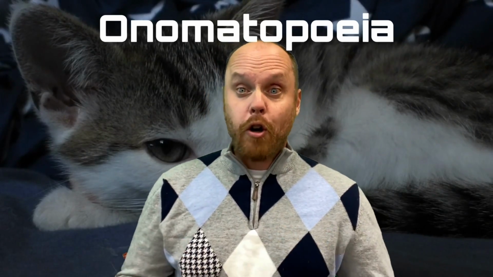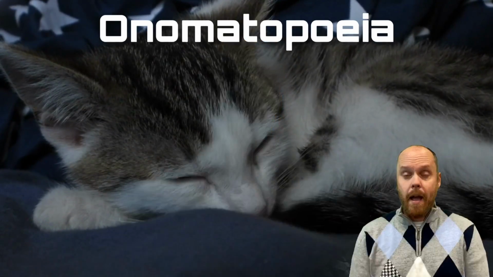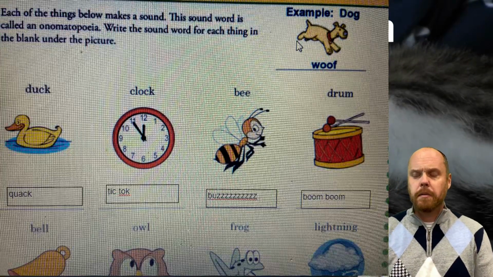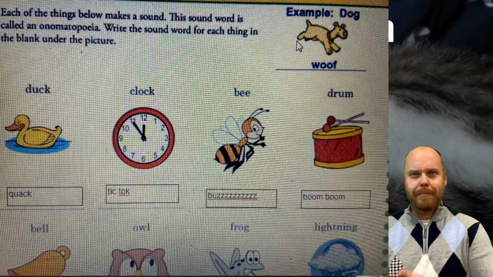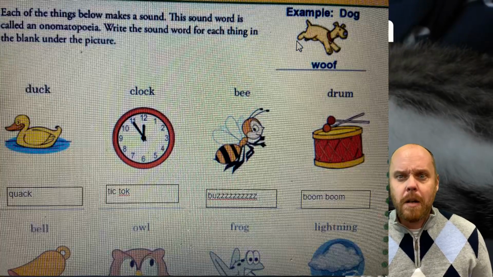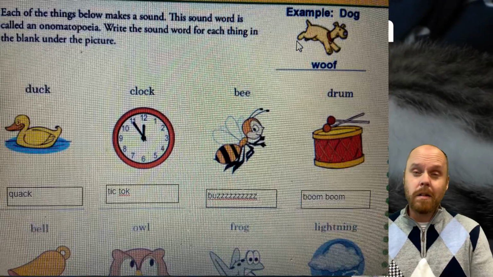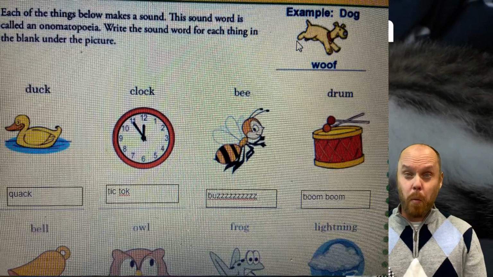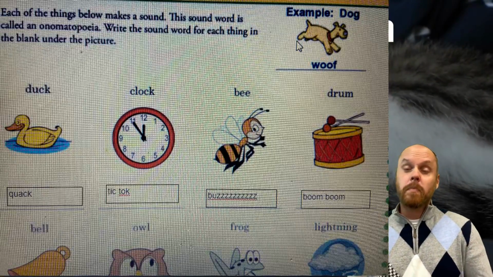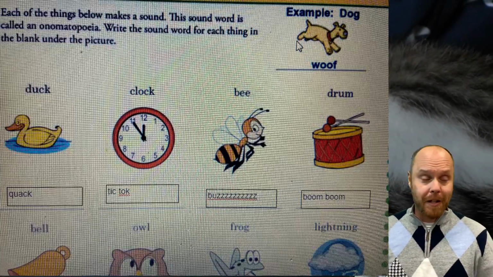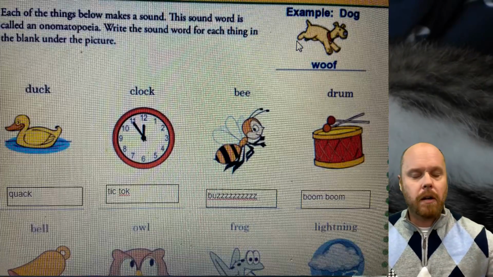If we look at our activity right here, number 1 is a duck. How does a duck sound? But how do we spell that? How do we use that in words? All we have to do is spell the word quack. Q-U-A-C-K. That's it. And we put that right on the line. Let's go through here and see if we can find any more.